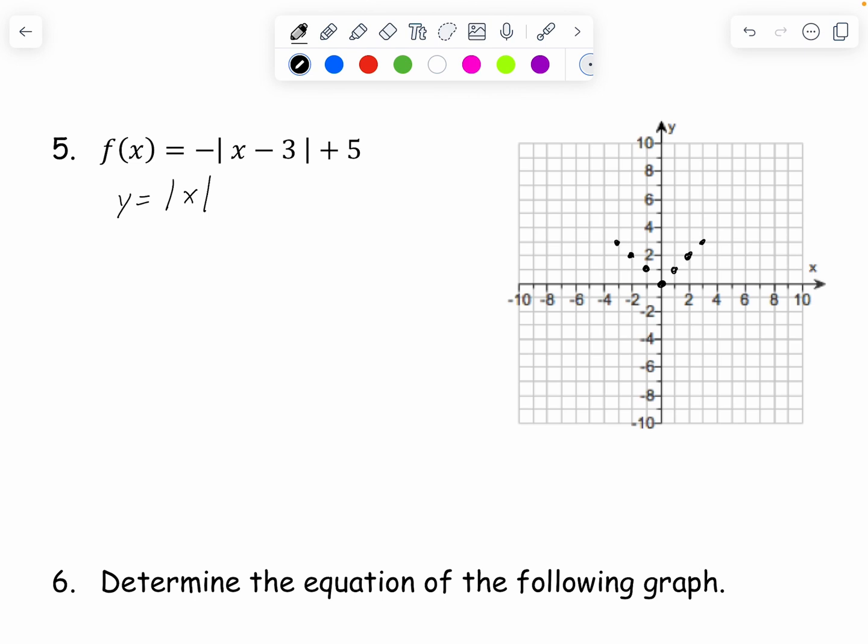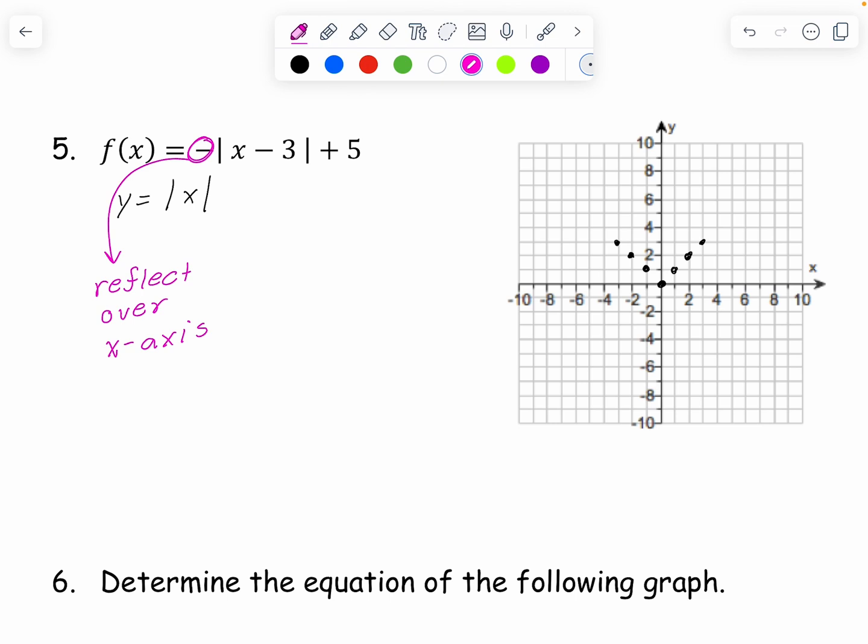So there's our parent function. Now, if we look at this, we have 3 differences. We have a negative, and that negative is in front of the absolute value. It's not inside, it's in front, which means that this is going to reflect over the x-axis. And so let's go ahead and do that.